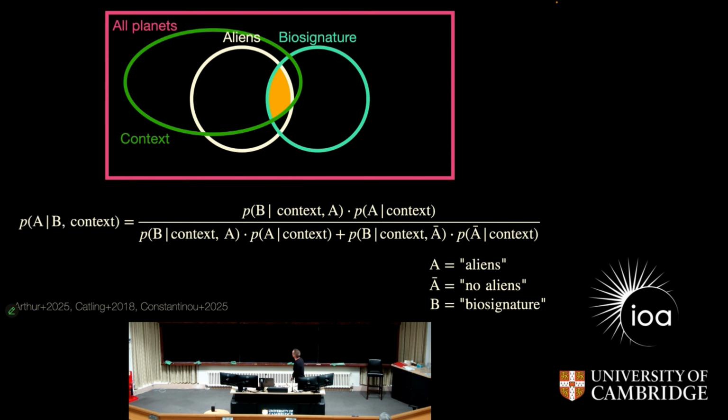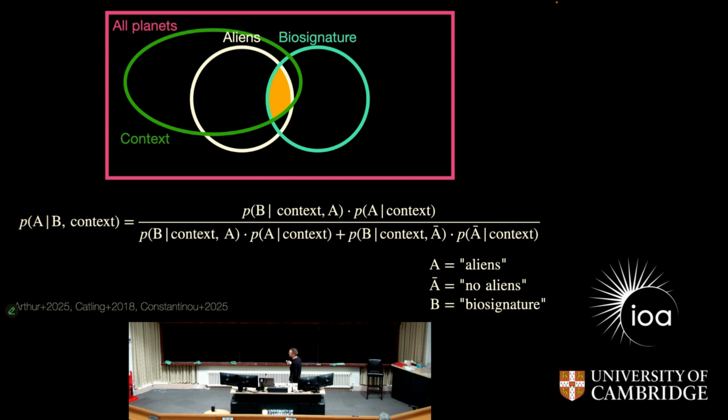Now we can build context into our Bayesian framework here. This is something that David Catling has looked at, and Teresa, working in the IRA, has built upon recently, and I'll come back to Teresa's work later in the talk. So we're looking for aliens given the biosignature, but also context. We need to put context central to our quest here.